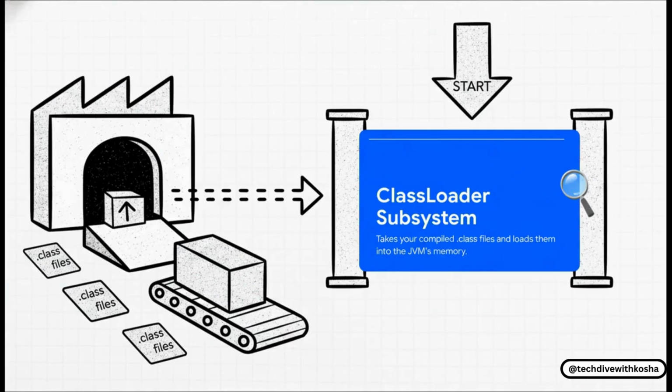Okay, so first stop on our tour, the loading dock. The ClassLoader subsystem has one primary job, to find your class files on disk and haul them into the JVM's memory. Pretty simple, right? But without this first crucial step, absolutely nothing can happen. It's the gateway into our entire factory.